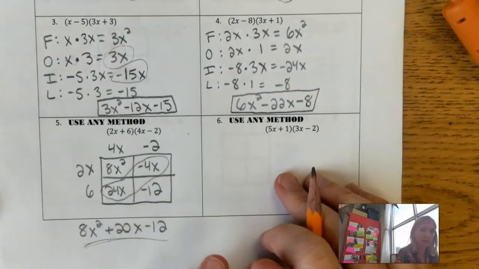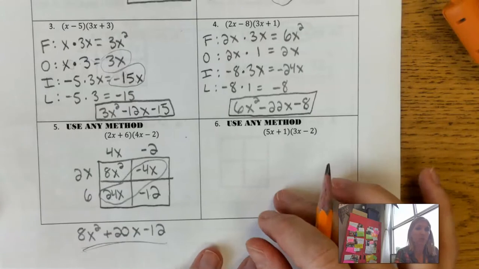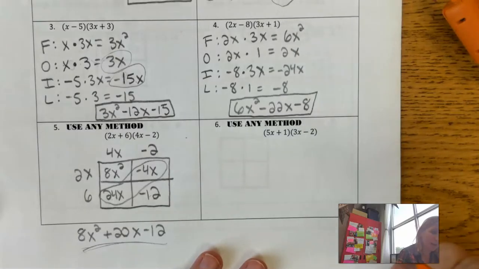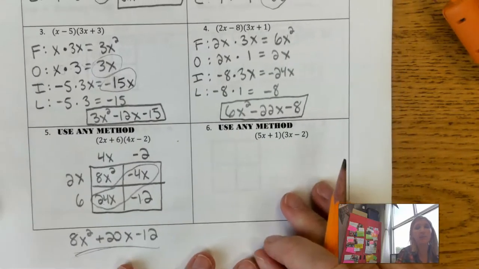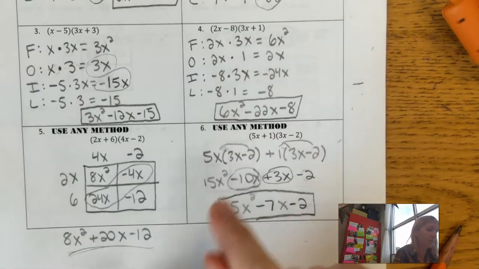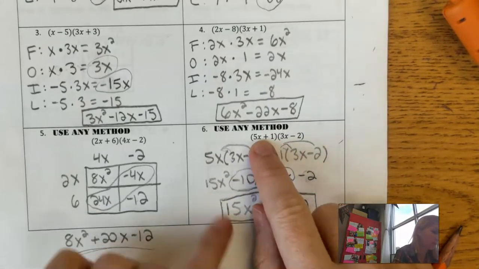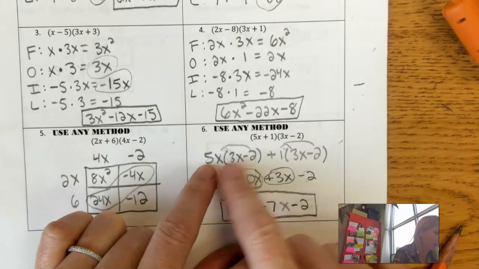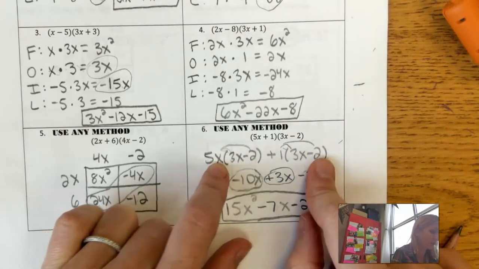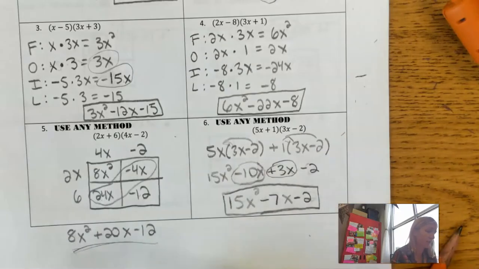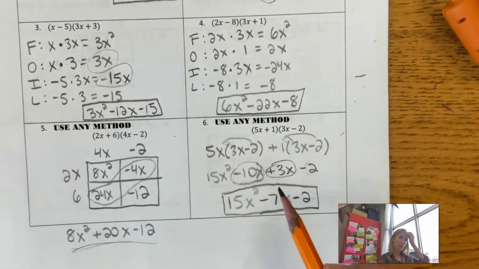Alright, for number 6, I want you to use your preferred method to solve this. You could use box, distributive method, or FOIL method. I'm going to use distributive just to remind us about that, but you use anything you want. So with this one, I broke up, remember, break one, take one. So I broke up this first one, 5x and 1, and then I took the second one. So 5x times 3x minus 2, 1 times 3x minus 2. And I distributed whatever was on the outside of each of those terms.